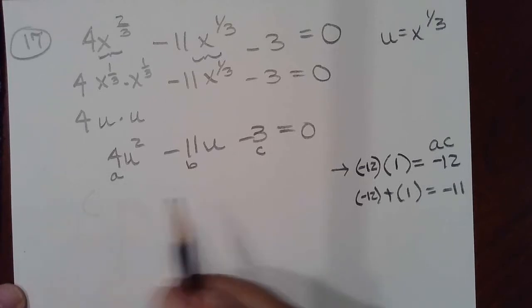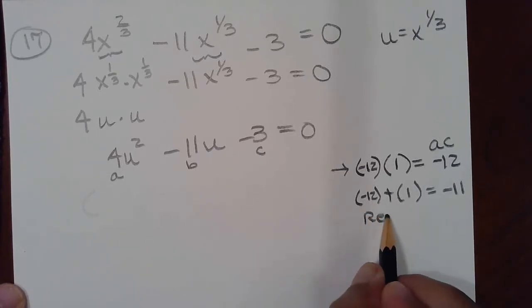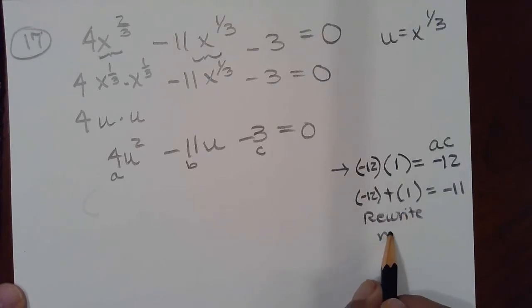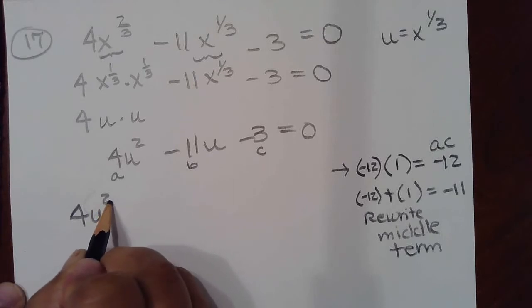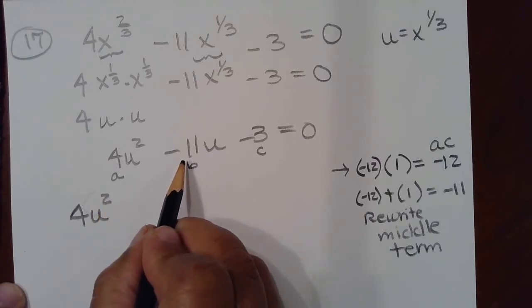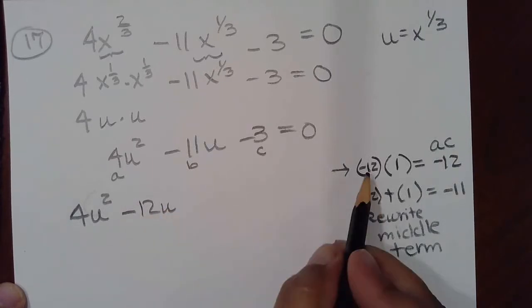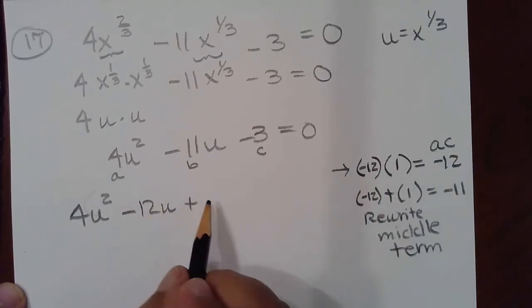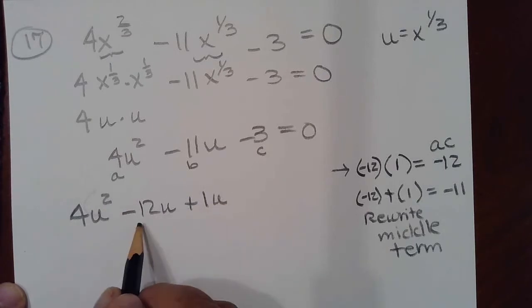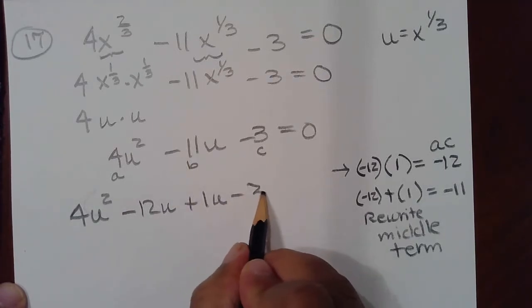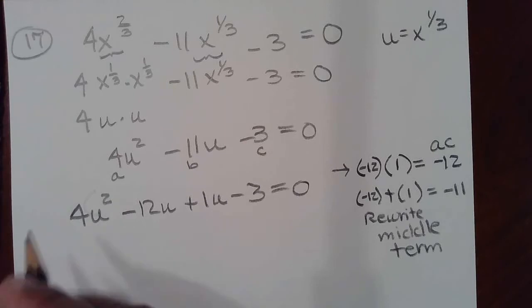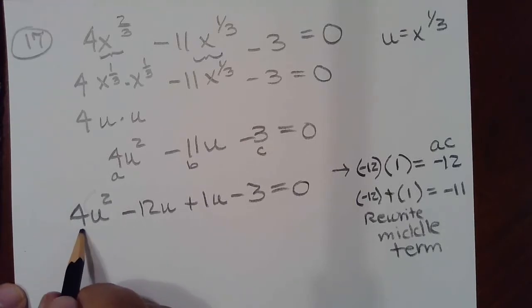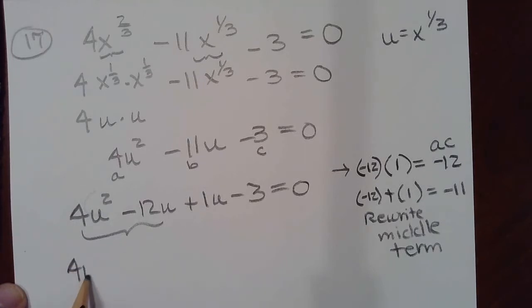So now you're going to use these numbers to rewrite the middle term. This is probably the hardest factoring method. It just has a little extra in it. So we have that front term. And instead of a -11u, you have -12u. That's what this number is, but with a u on it, and +1u. Together, those two terms add up to -11u. Now, instead of the 3 terms that you have here, you have 4 terms, and it turns into factor by grouping. If you group the front two terms, you can take a 4u out.